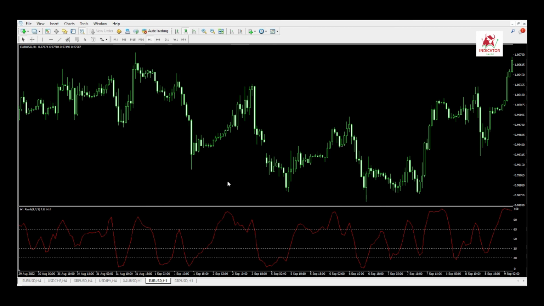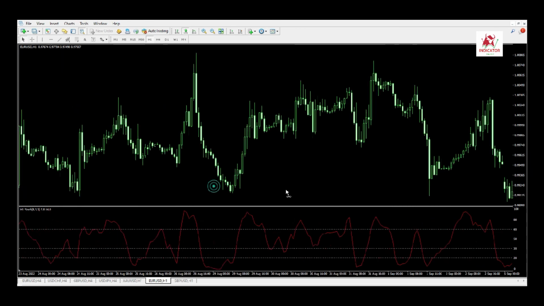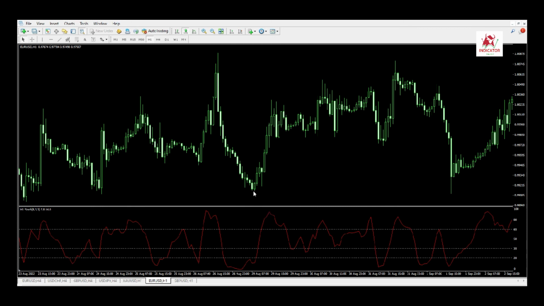When the main line crosses the signal line, upwards or downwards, there is probably a change in the trend. While those are common behavior traits, there are also exceptions with this oscillator. In fact, not always a line cross would mean that the price will change its direction.